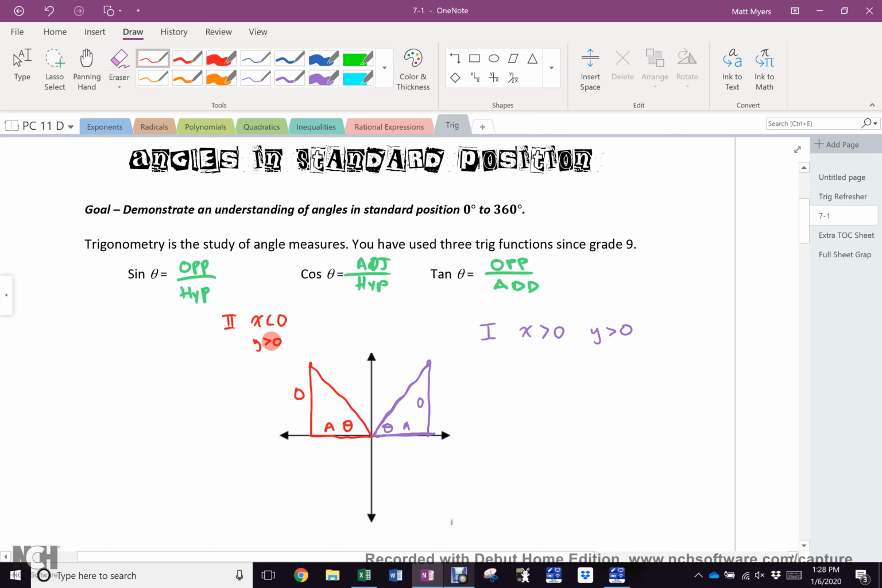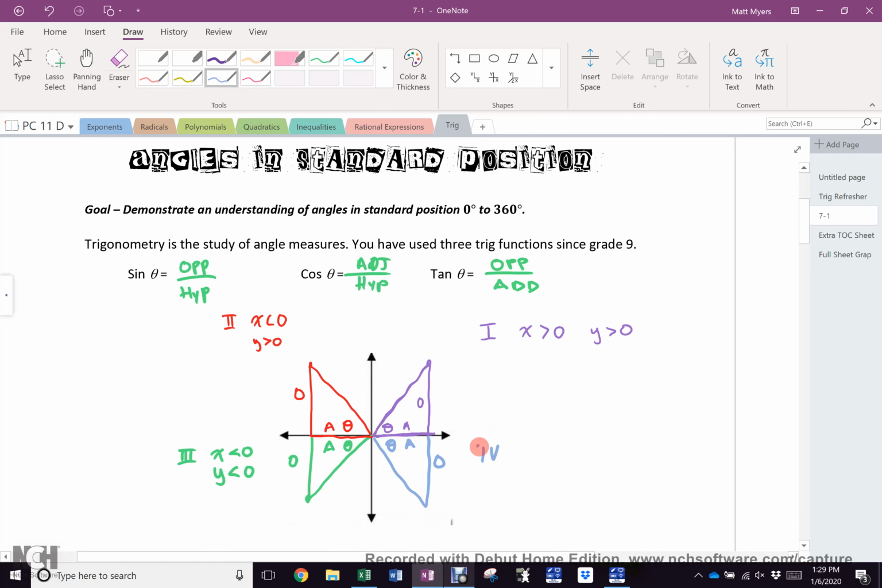Everybody cool? Now, I think you know what is happening now. We are going to put one in the third quadrant, at again, relatively the same position. Theta, this is still A, this is now O. What do I know about the third quadrant? X and Y are both less than 0. And lastly, in the fourth quadrant. But you will notice that the O and the A did not change, did they?